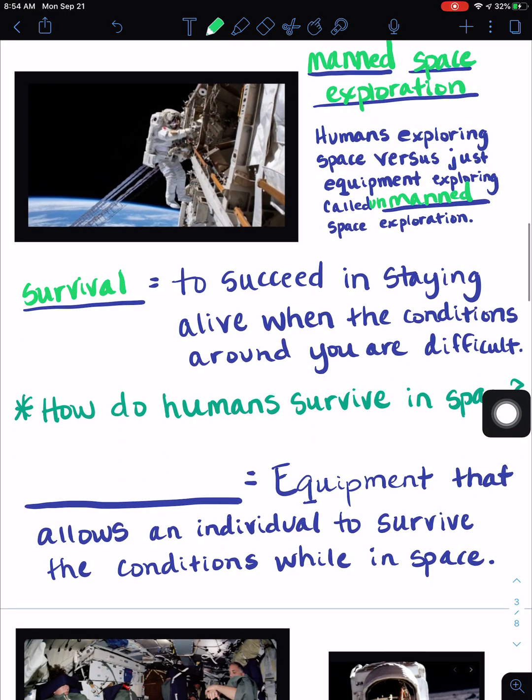So our question here, what we're getting to, is how do humans survive in space? Because they're going to be under way different conditions than what we have on Earth, because typically it's just because we have our atmosphere that is there to protect us. So what they have to survive is what we call accommodations.